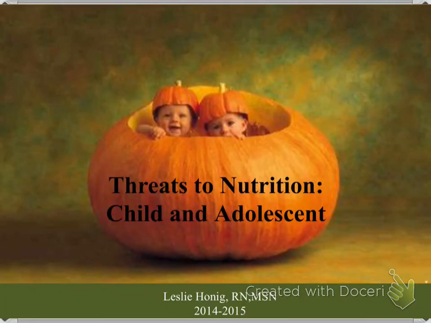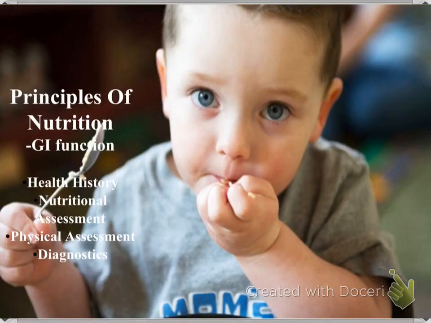All right, threats to nutrition, child and adolescent. The first diagram, you can write as much or as little as you want. It's going to be mostly review, so I wouldn't get too upset if I'm going a little fast. We're going to talk about the principles of nutrition, the GI function, health history, assessment, diagnostics. I go over this fast because this is a broad overview of the GI, but when we get to each system, we'll talk about the diagnostics and clinical manifestations specific to that system.